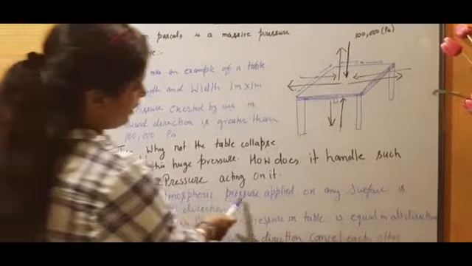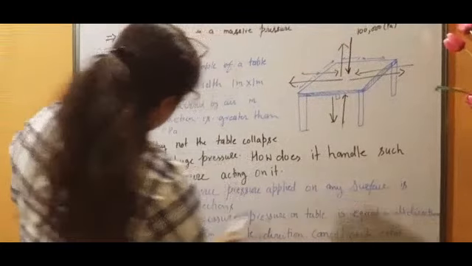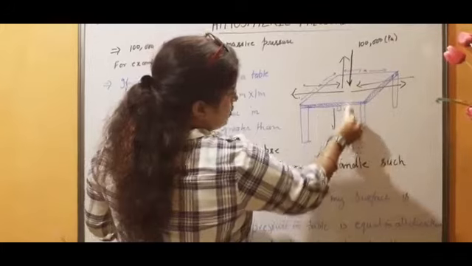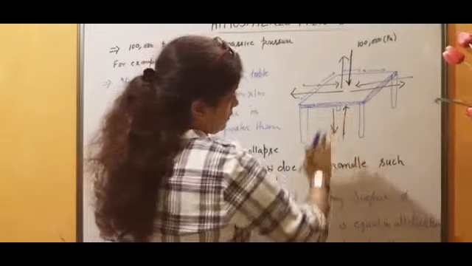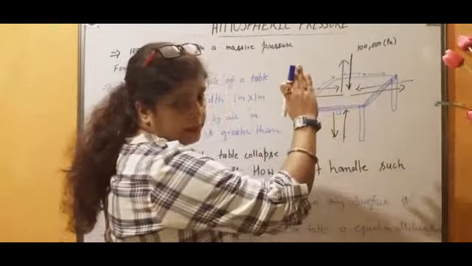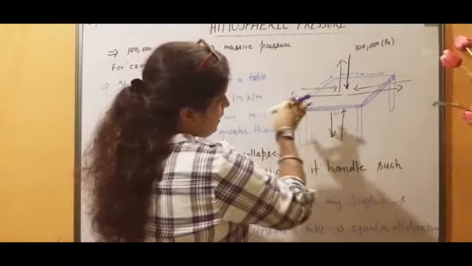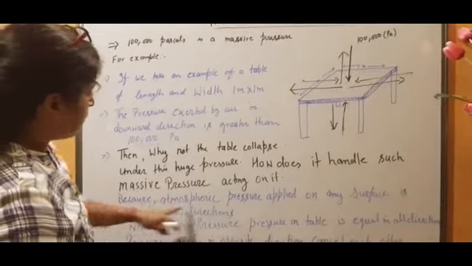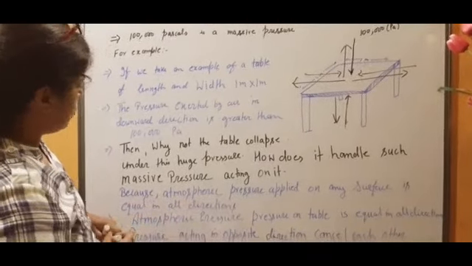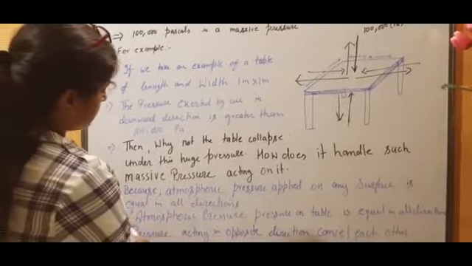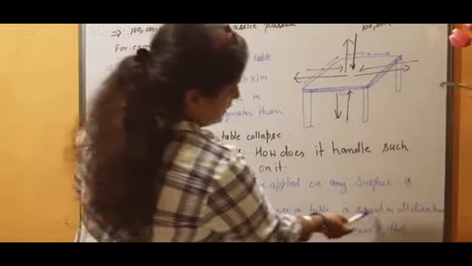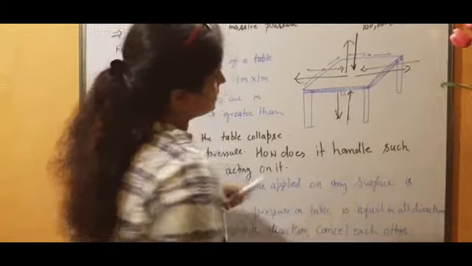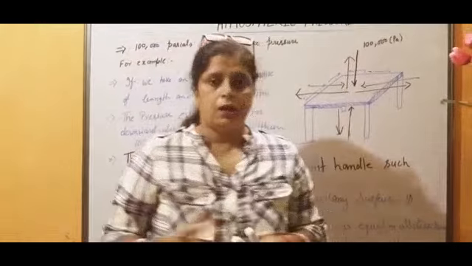Because atmospheric pressure applied on any surface is equal in all directions. If the pressure is applied downward, an equal pressure is applied from down towards upside. Downward, upward, from the left side, from the right side, okay children? Since atmospheric pressure on a table is equal in all directions, pressures acting in opposite directions cancel each other. That's why the surface of the table does not collapse.